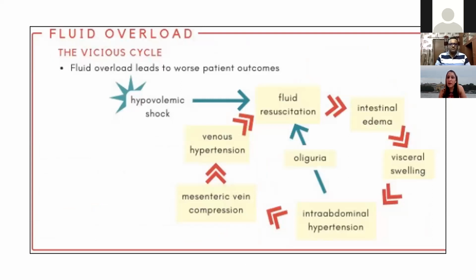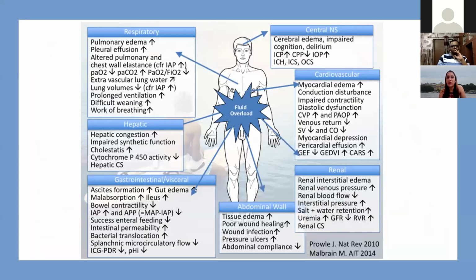When we have a hypovolemic patient, we fluid resuscitate, leading on to intestinal edema. There's visceral swelling, leading on to intra-abdominal hypertension, causing oliguria, wherein we again give fluids to treat that. Also, increased intra-abdominal pressures lead on to mesenteric vein compression, venous hypertension is there, and again we go in for more fluids. So this vicious cycle continues. And what we land up in is this fluid overload, affecting almost all the organs in the body.